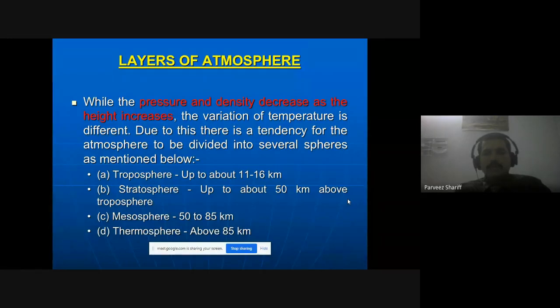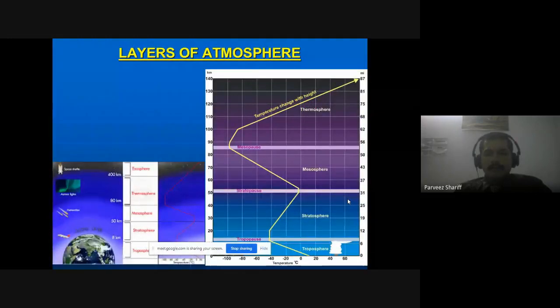Again, this will come in your examination, the atmospheric layers. Note them down, and the altitude from the Earth's surface is also important. So note it down. First is the troposphere, with an altitude of 11 to 16 kilometers. Stratosphere up to 50 kilometers. Mesosphere 50 to 85, and thermosphere above 85 kilometers.